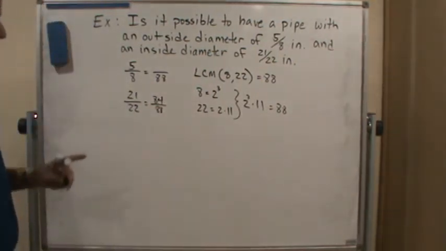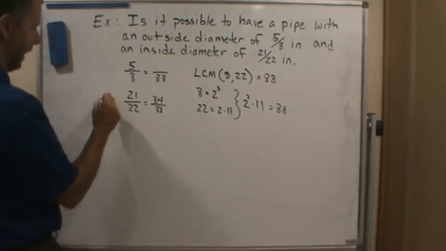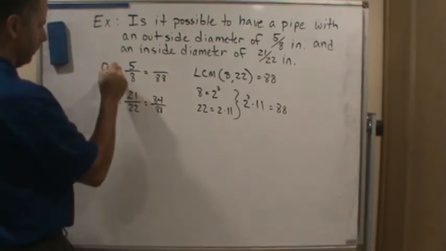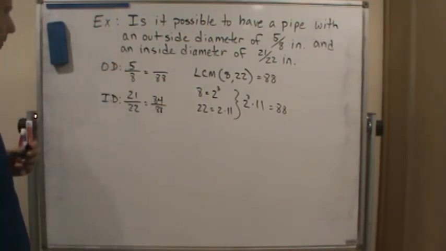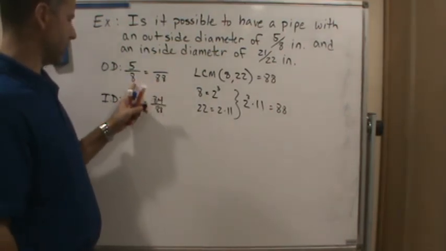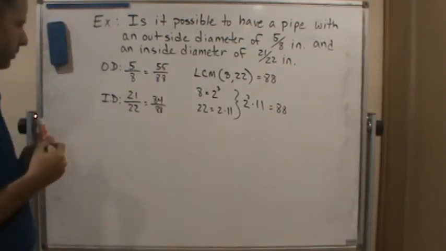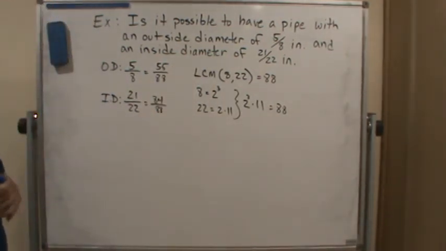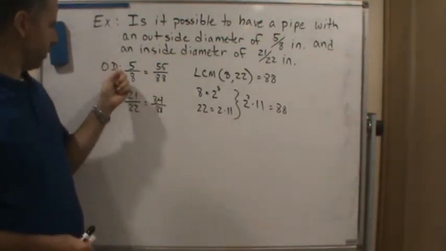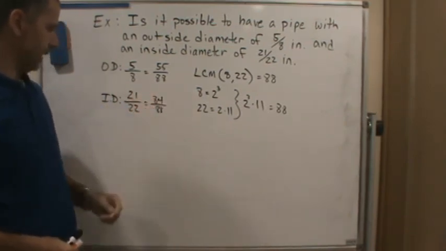84. Now again, let's talk about this as the ID, inside diameter, and the OD, outside diameter. So now, what do I have to multiply 8 by to get 88? That's 11. So I multiply the top by 11 and it gives me 55. Now I can compare the inside diameter with the outside diameter easily. The outside diameter is 55/88, and the inside diameter is 84/88.